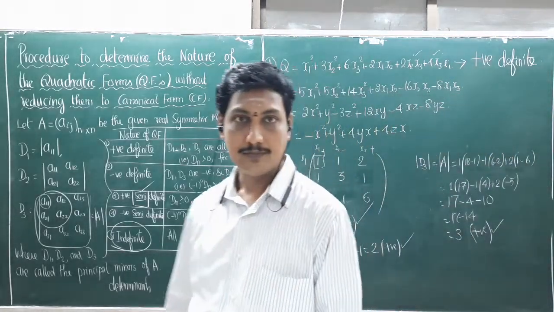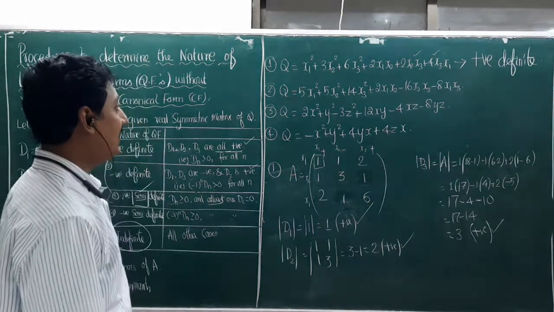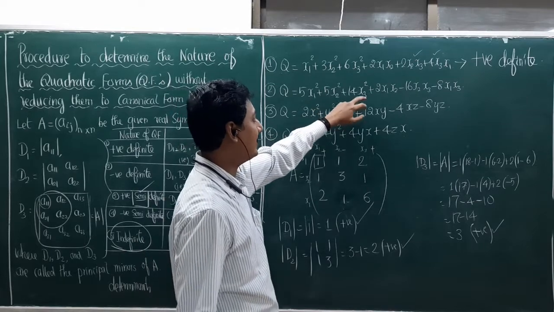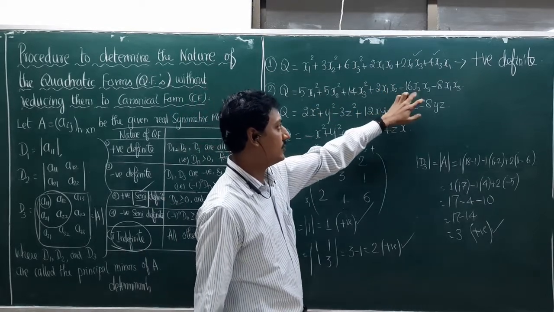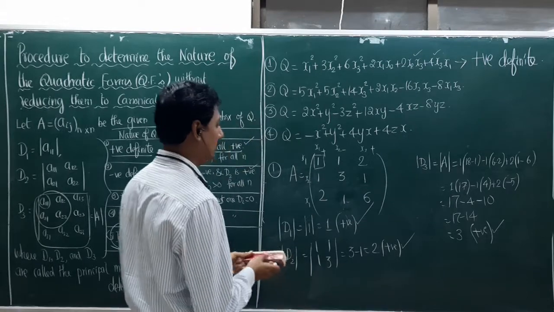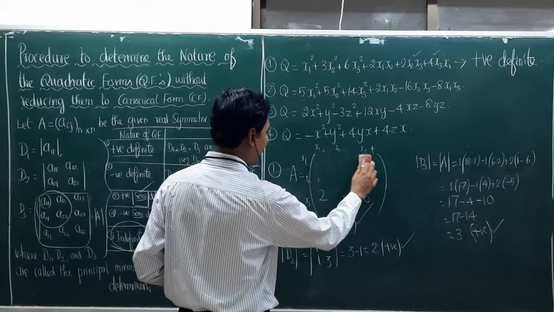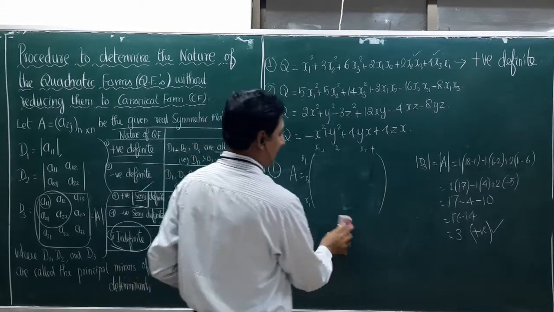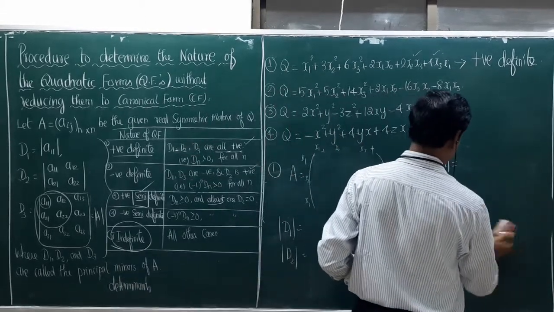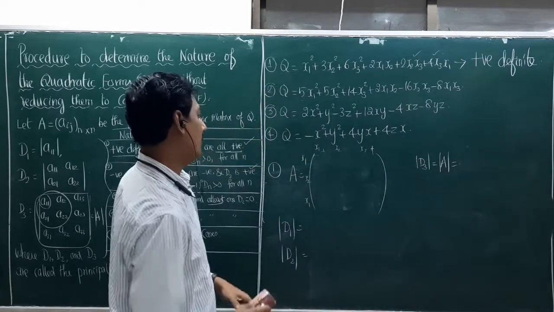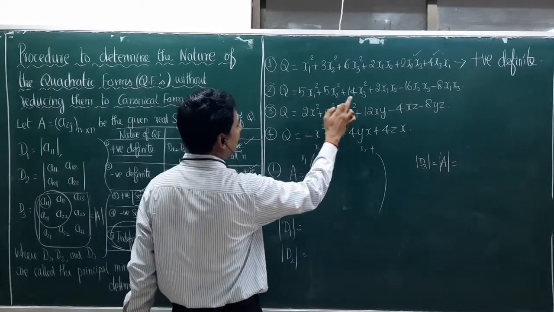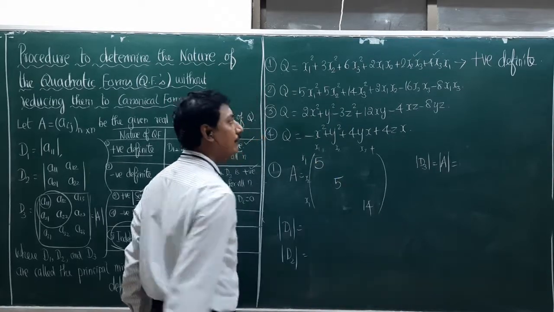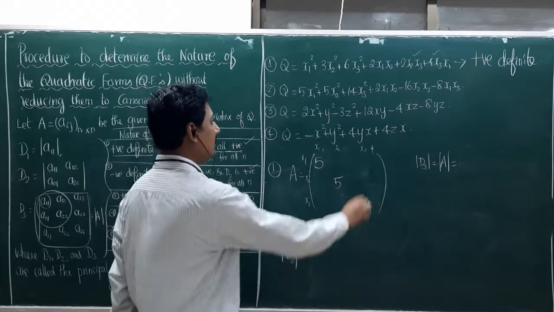It's clear? Understand? Now see the second one. The second one: 5x1 squared plus 5x2 squared plus 14x3 squared plus 2x1x2 minus 16x2x3 minus 8x1x3. So let us go for the same pattern. What is the corresponding real symmetric matrix of the given quadratic form 2? First of all, fill up the coefficients of the square terms. So 5, 5 and 14, right?